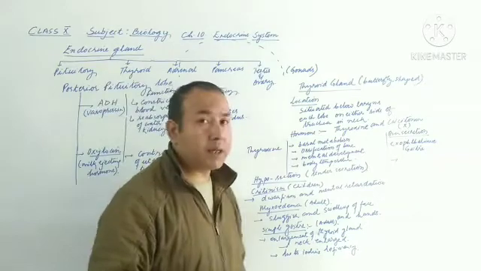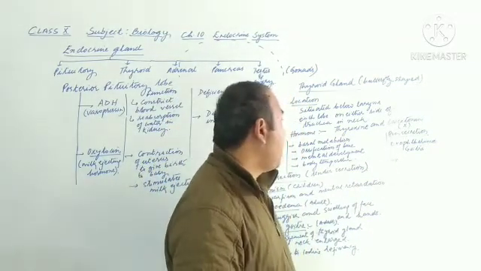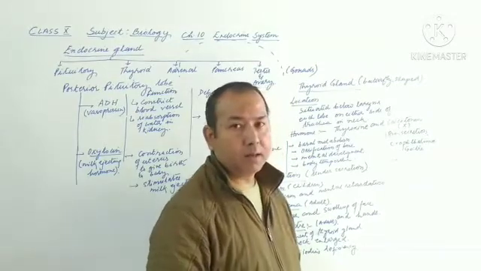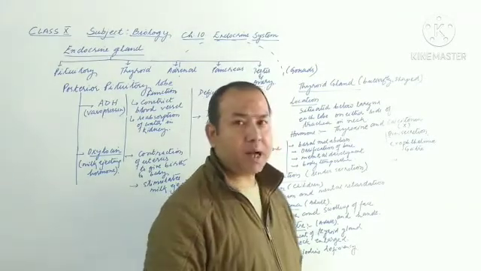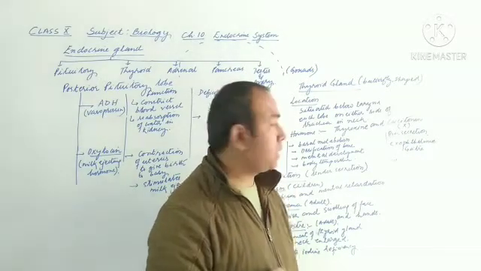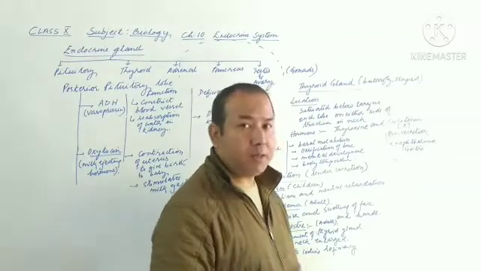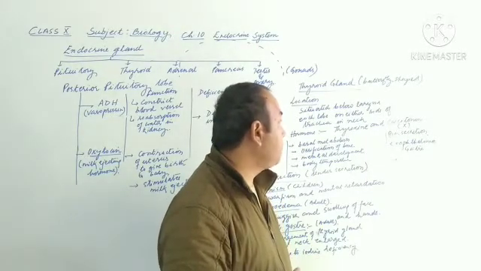Then comes oversecretion. Oversecretion usually leads to exophthalmic goiter in the individual. In exophthalmic goiter, what happens is that the eyes protrude out. It also increases the heartbeat. So these types of symptoms are usually observed in oversecretion.